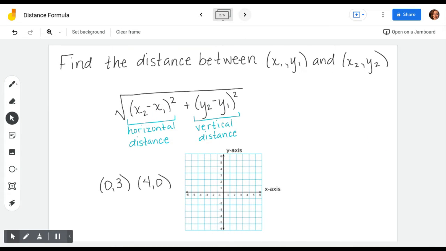Okay, so the distance formula. You use this to find the distance between 2 points on a graph. So you'll have two ordered pairs. You'll have a point at x1, y1, and then we'll call the second point x2, y2. The actual formula says you take x2 minus x1 squared plus y2 minus y1 squared, and then you take the square root. This is a big, nasty mess, right?